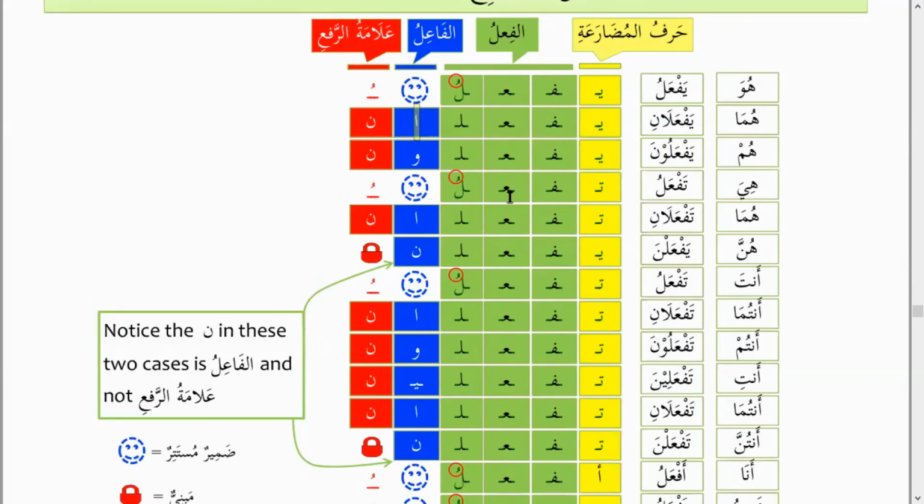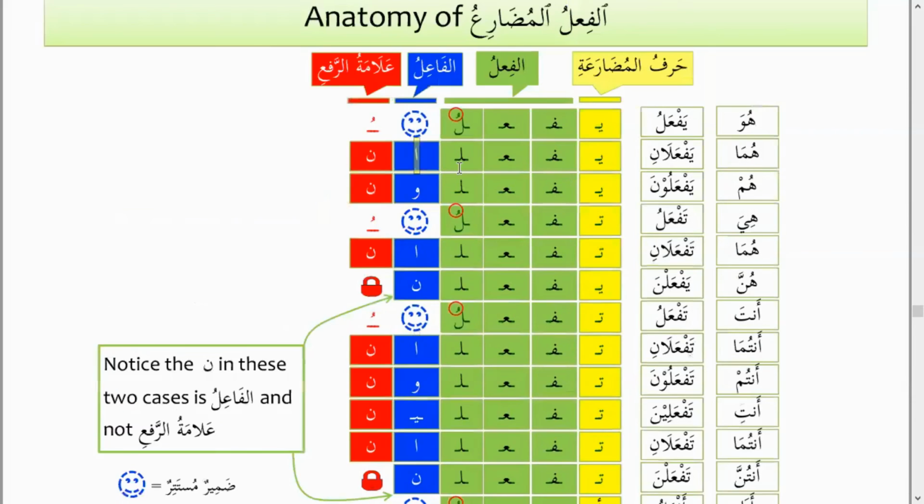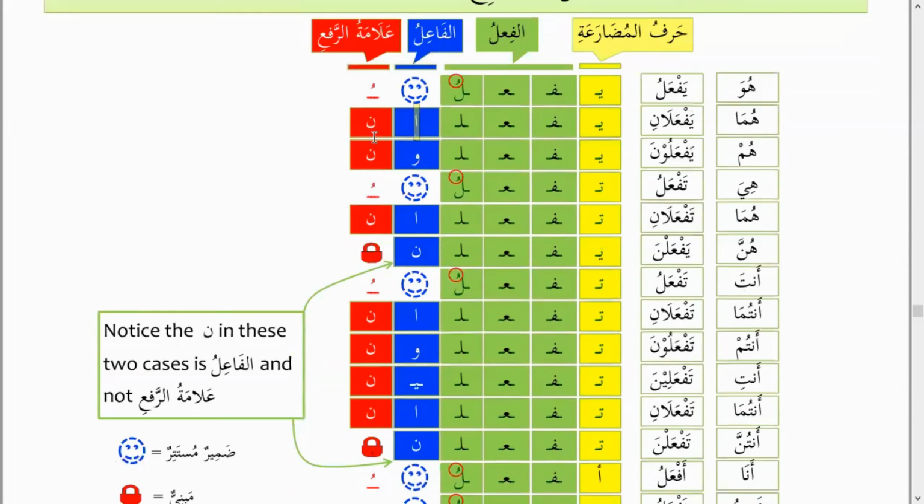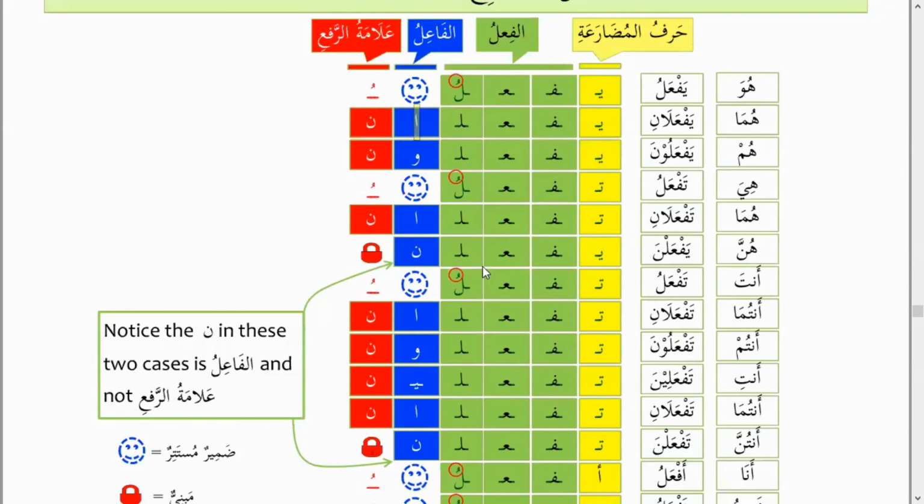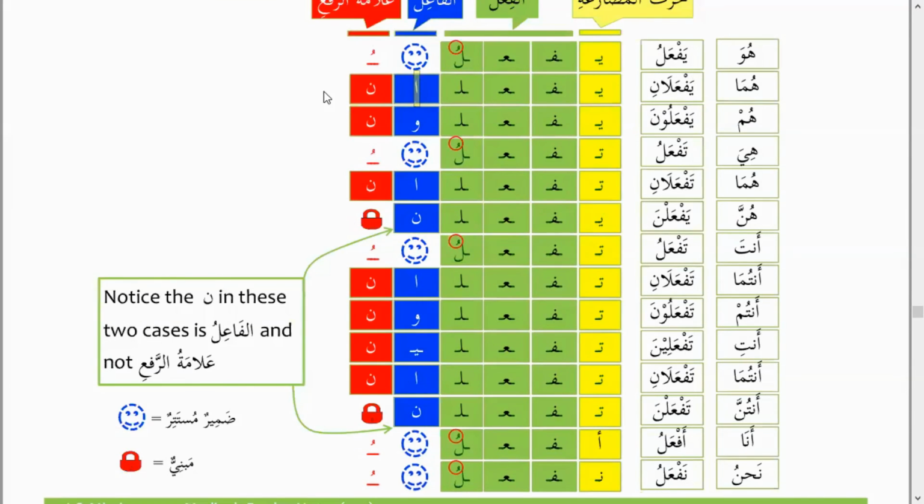Taf'alina. Right? So what are these noons then? This is the sign of being marfu. If it is marfu, yafalani, this is marfu. Yafaluna, this is marfu. Tafalani, this is marfu. And mabni, anyways, the fail is what? The noon is the fail. For mabni, yafalna and tafalna, the noon is the fail. It is not the sign of being marfu. For others, the noon is the sign of being marfu. Why? Because if the noon drops off, then we know it's mansub or majzum. But here the noon never drops. So this is the fail. Yafalna and tafalna. Right? Inshallah.